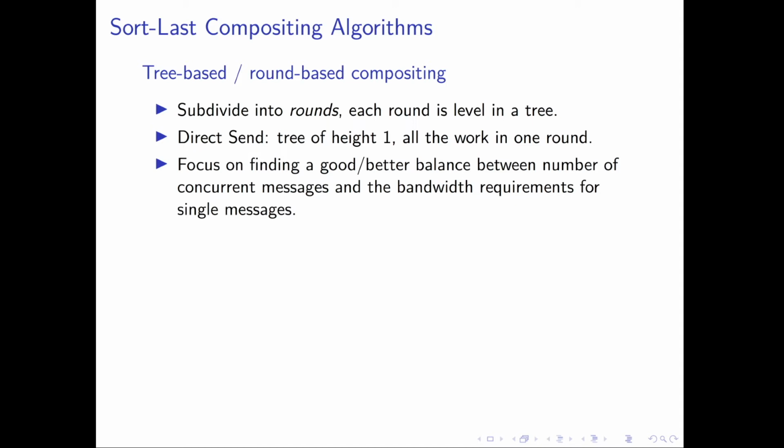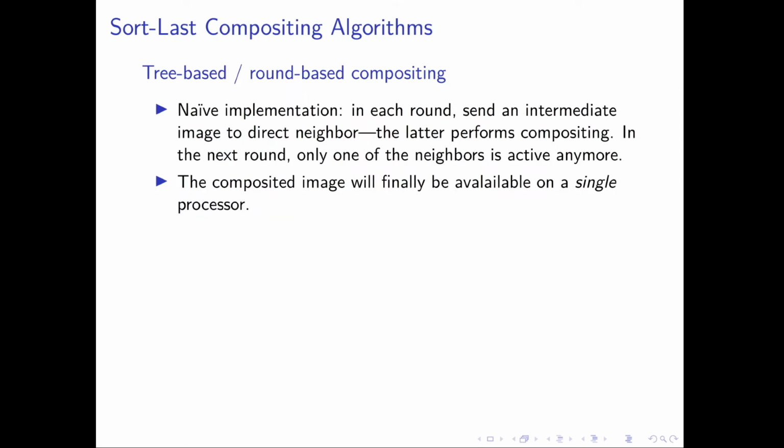When we discuss a round-based algorithm, we'll start with a very naive approach just to illustrate which problems this naive approach has. The naive approach would go as follows. In each round, we would have a processor send an intermediate image to its direct neighbor. Then only the direct neighbor will perform compositing, and in the next round, one of the two neighbors is completely inactive, they will not do anything at all. Finally, we'll have a fully composited image, and that image will be available on a single processor.